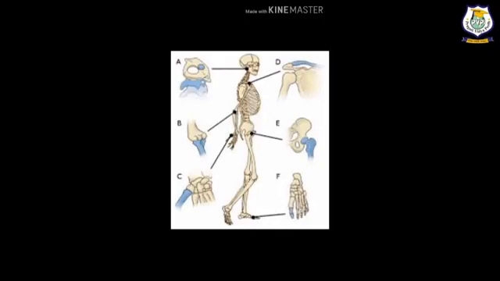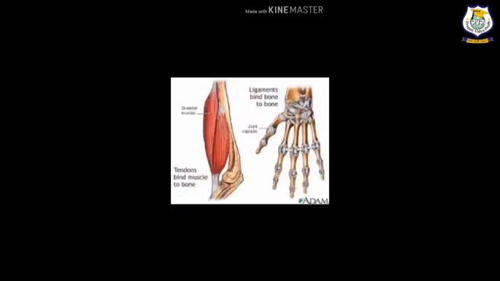So let's have a look at the diagram of joints. Joints, most bones are connected to other bones. The place where bones join together is called a joint. Strong bands of tissues called ligaments hold the bones together at a joint. Ligaments are strong, but they can let our bones move.